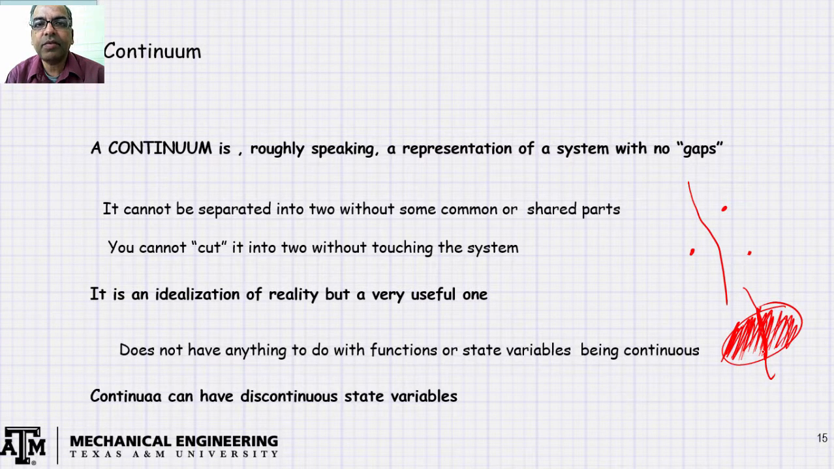In a mathematical framework, it's actually a fairly complicated thing, and so I will not go into that. By the way, it does not have anything to do with functions or state variables being continuous. So that is a different idea, although it uses the same word. So be very careful when people say continuum mechanics or continuum means things have to be continuous. That's not the case. Continuum means that there are no gaps. Right? So be careful about how you think about it. Continua can have discontinuous state variables. So please remember that. Okay.